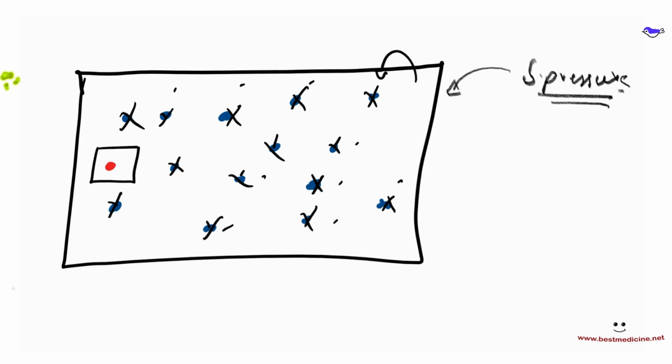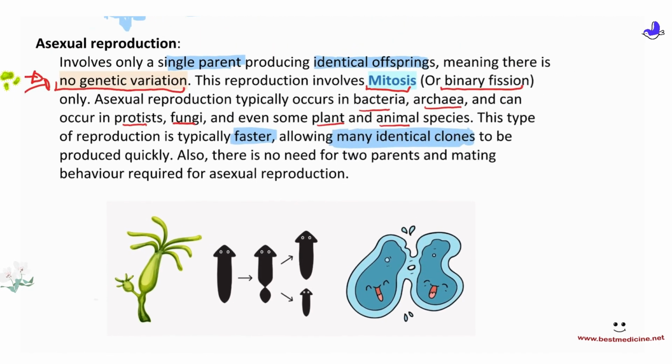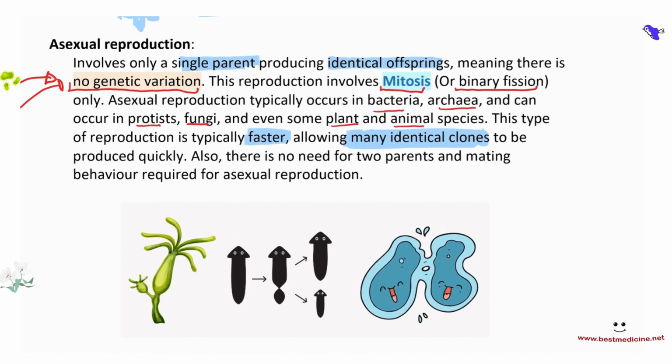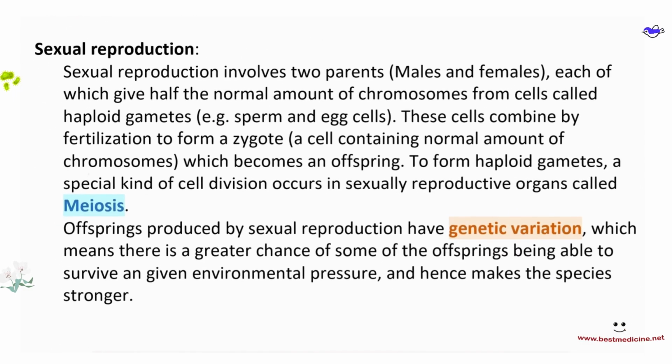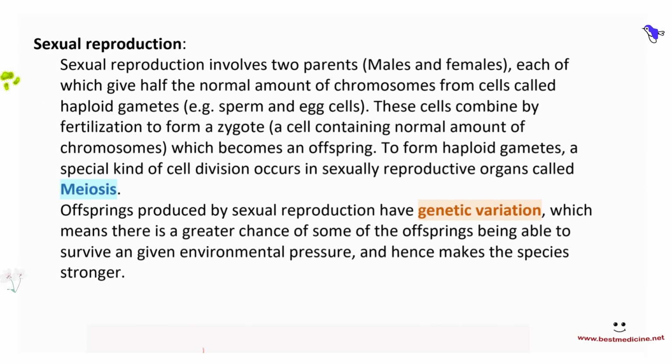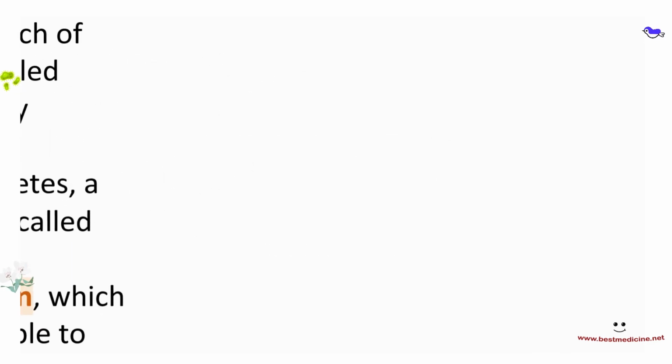The greater the variation, the greater is the chance of survival. And that brings us to our topic of sexual reproduction. So sexual reproduction would increase the genetic variation. How does this work? We have been talking about this for a while now. Remember that we have meiosis, and meiosis produces gametes.